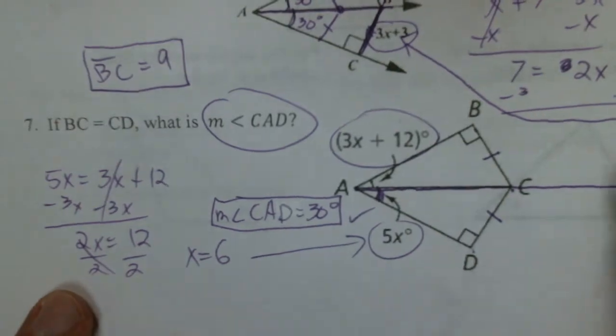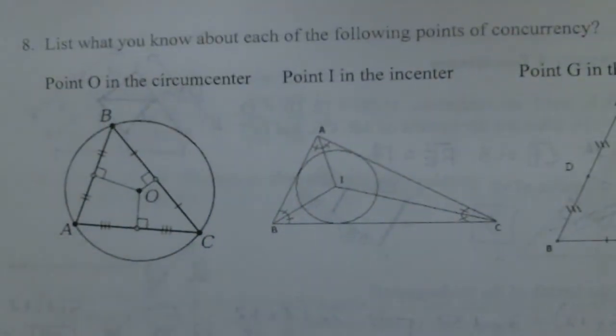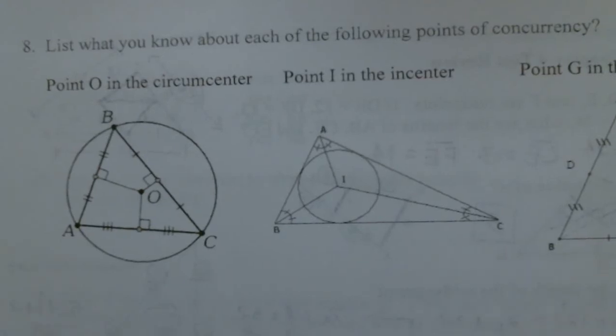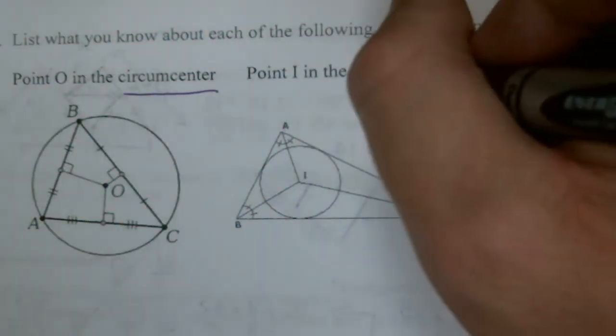So check your work. Okay, let's move on over to the back side of the first page. List everything that we know about the following points of concurrency, the centers of our triangles. The first one is circumcenter. Let's list out our little mnemonic device real quick.